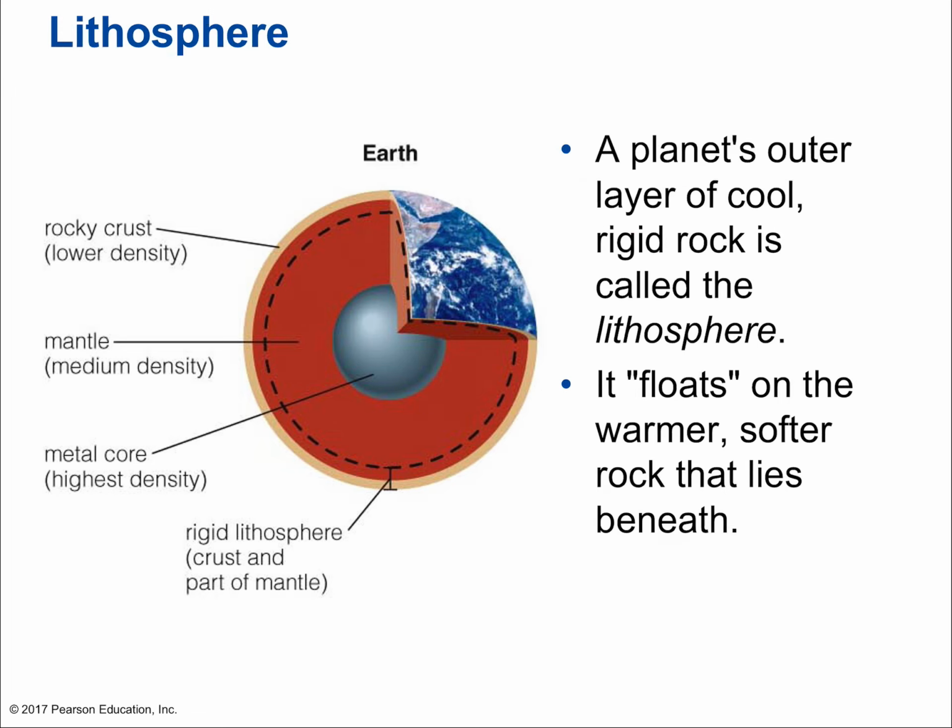Okay? So the lithosphere, well, that's the planet's outer layer of cool, not liquid, not molten, rigid rock, and it's called the lithosphere. It floats on the warmer, soft rock that lies beneath. The mantle is partially liquid. It's kind of viscous, very slow moving, like kind of half melted. But the lithosphere is solid.